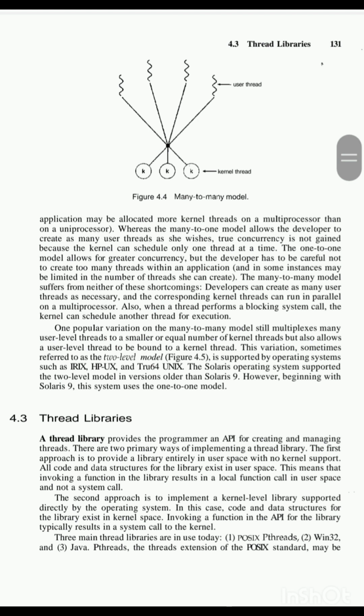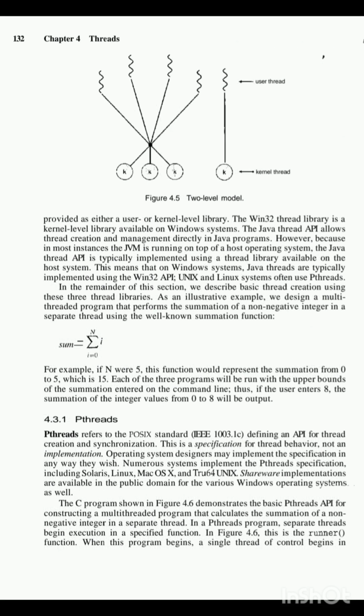It allows user level threads to be bound to a kernel thread, and this is referred to as a two-level model, as shown in the figure. So the examples are IRIX, HP-UX and Solaris OS.